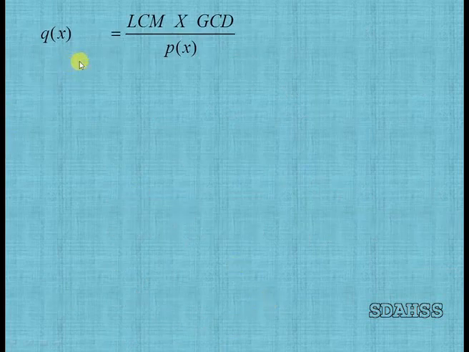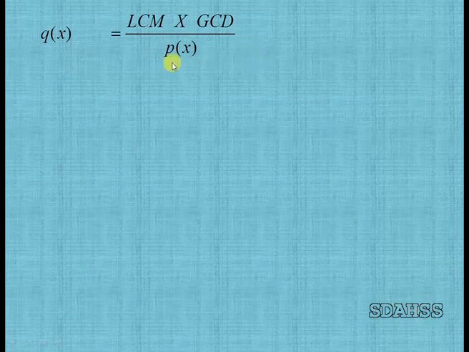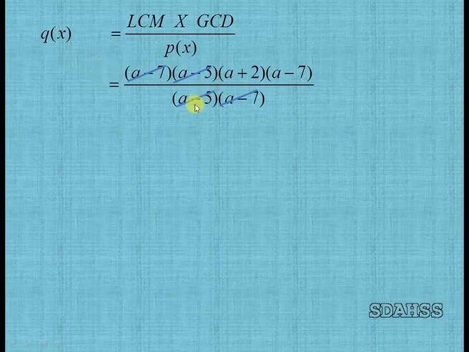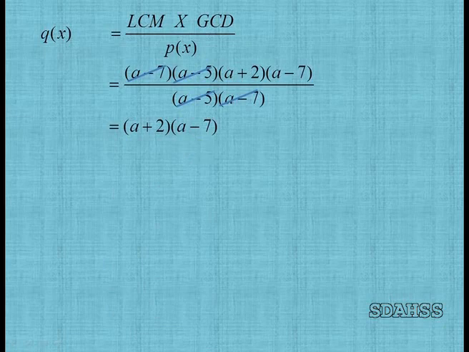We know that q of x is equal to LCM into GCD by p of x. Write all the simplified answers: a minus 7 is the LCM answer, GCD answer, p of x. Write all the answers and then cancel. A minus 7, a minus 7 cancel, a minus 5 cancel, and then write the remaining factors. a minus 7 into a plus 2.